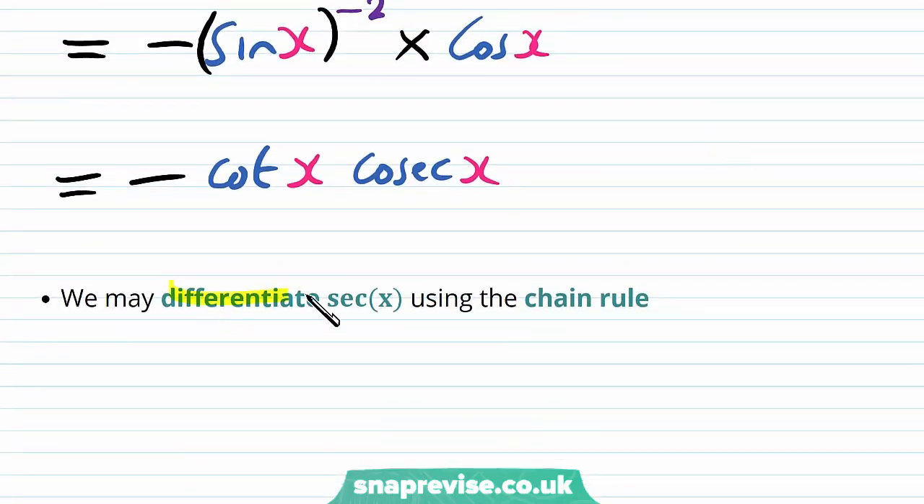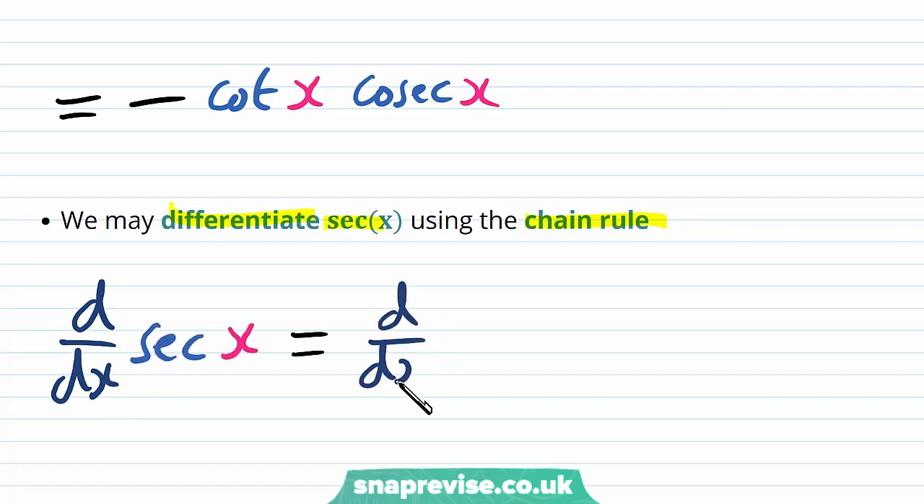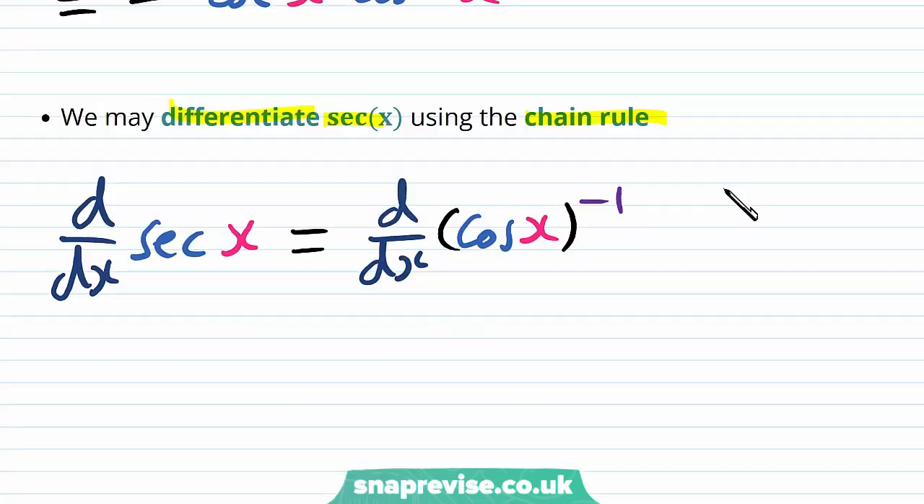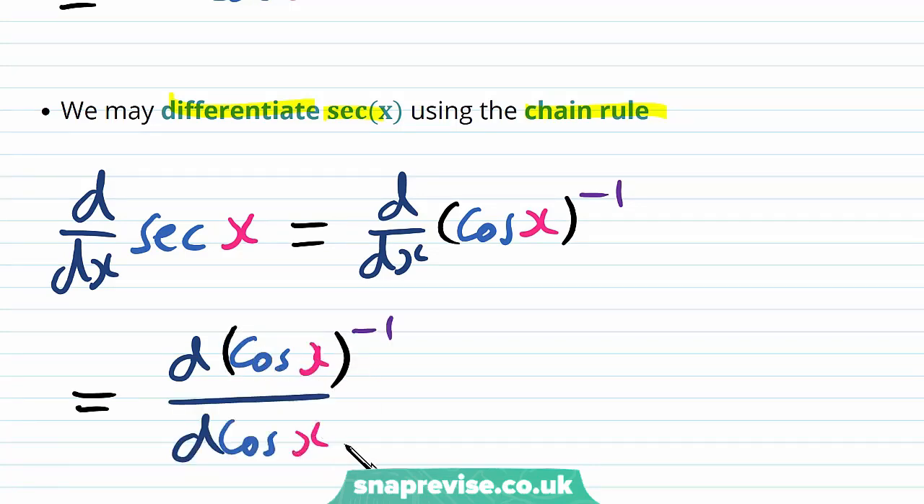We may also differentiate sec of x using the chain rule. So, if we want to differentiate the sec of x, we can write sec of x as cos of x to the power of minus 1, and then using the chain rule, this gives us d of cos of x to the power of minus 1 by d cos of x. Again, we're using our u as cos of x, and then we multiply by d cos of x by dx.